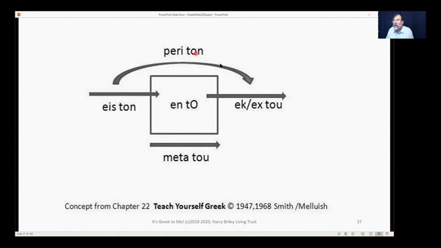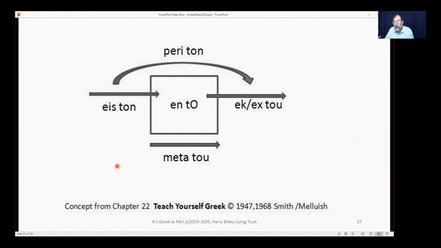Peri, like perimeter, means I'm running circles around the lion. And these are the prepositions. If you know these few prepositions, you will be able to crack a lot of the Greek words. And this is why I feel this particular chapter or this particular lesson is very valuable for novices.